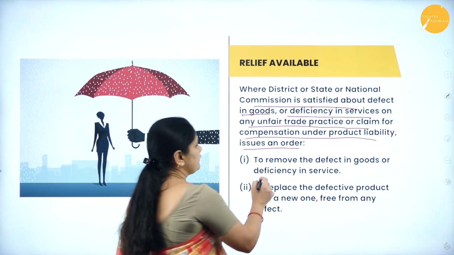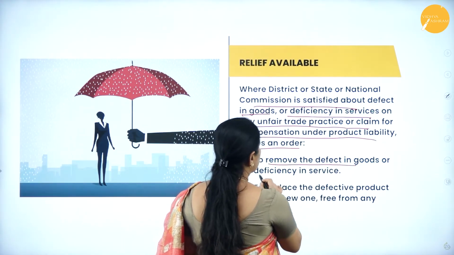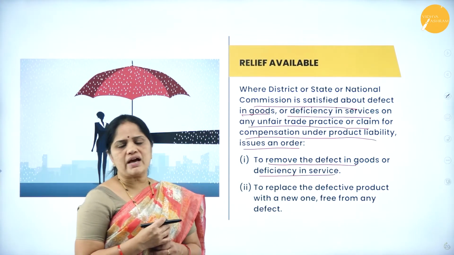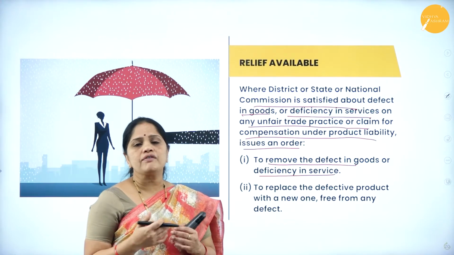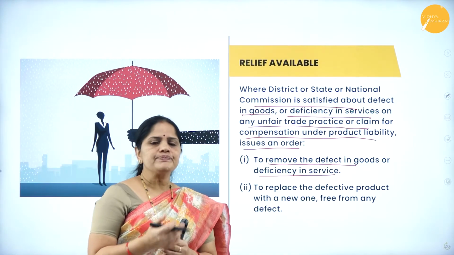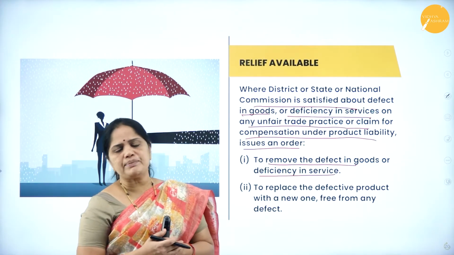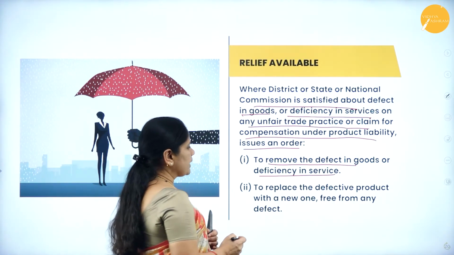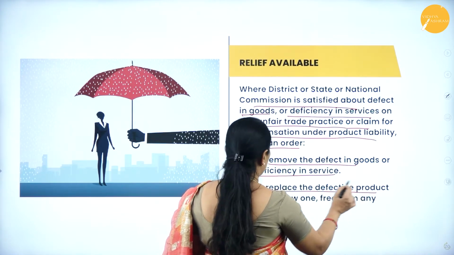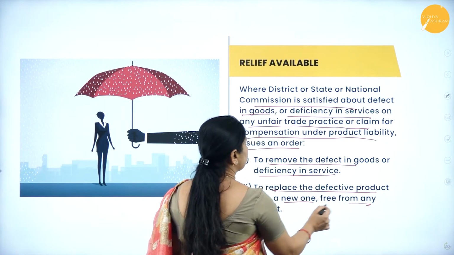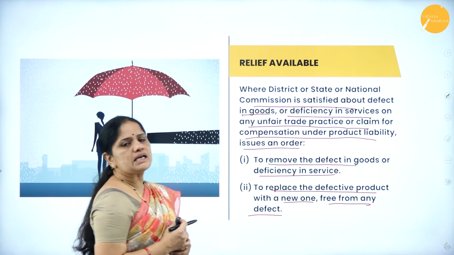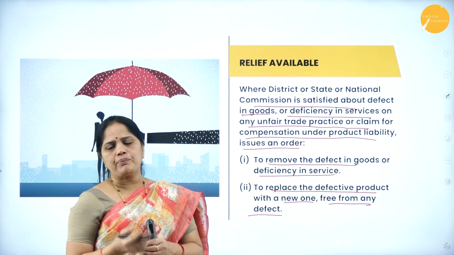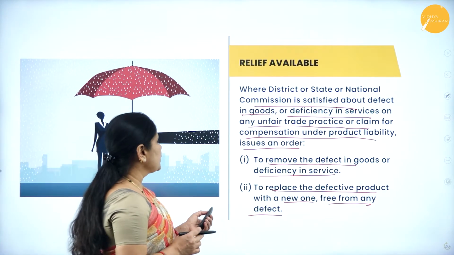Now, here the first one is to remove the defect in goods or deficiency in service. Suppose the goods which have been sold to the consumer are of defective quality, then they can always tell that particular business firm to remove that defect. Then the second one is to replace the defective product with a new one free from any defect. Suppose the consumer has been sold a defective product, then such a defective product should be replaced with a new one.